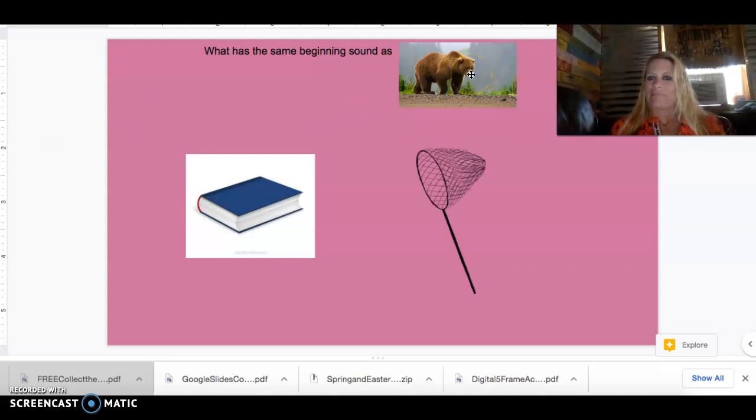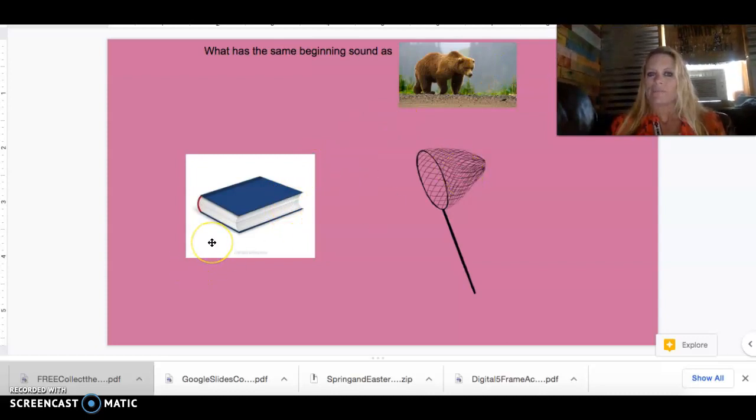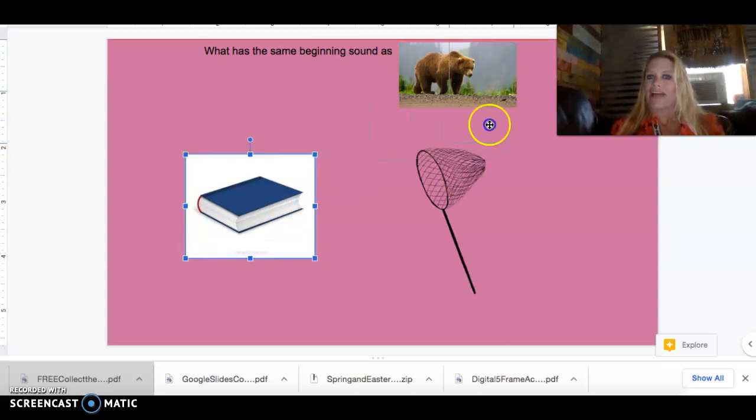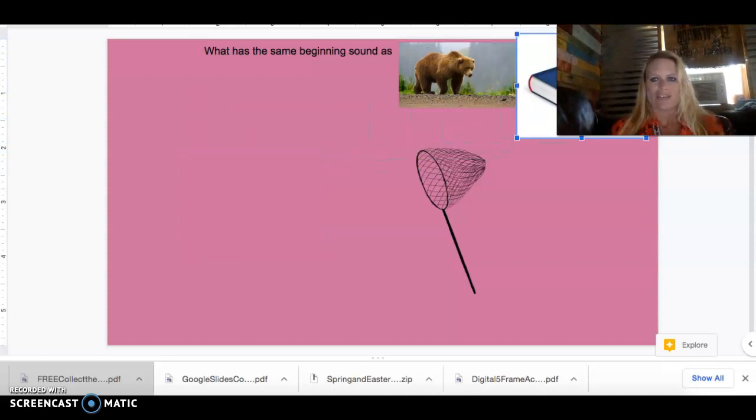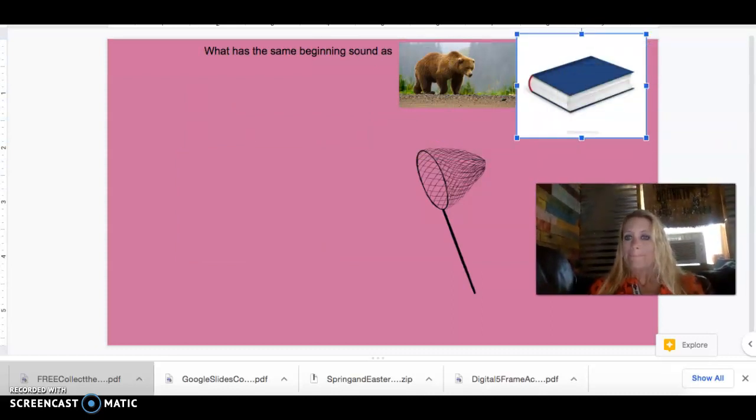Bear. What has the same beginning sound as bear? Book or net? Bear, book, or net? Bear and book have the same beginning sound. And what sound do you hear? A ba, ba. Good. Last one.